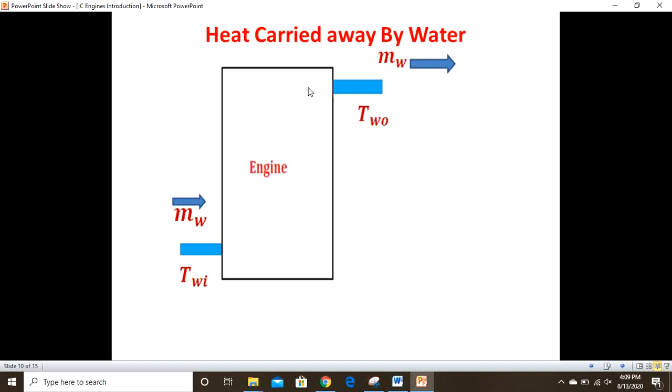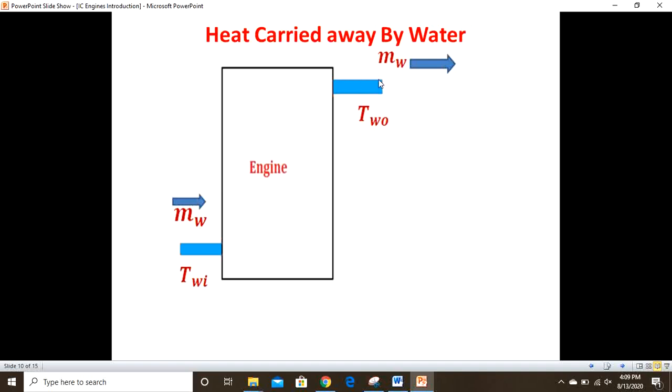Otherwise, what will happen? Engine parts will expand. Therefore, its efficiency will be reduced. Therefore, it is better to remove the heat energy continuously at a proper rate from the cylinder by passing water. The water will be passed like this. The water is passing like this.